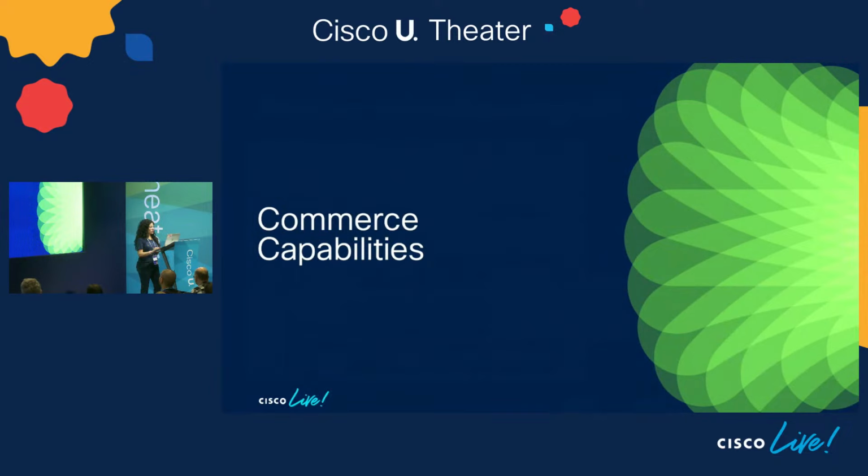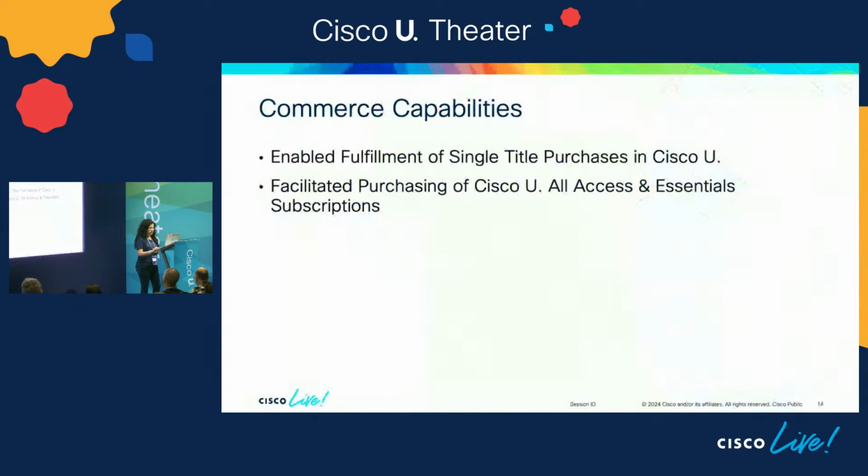All right, so I wanted to just briefly talk about commerce capabilities that we've added to Cisco U. So when we launched in May, we offered 2 digital libraries, the Essentials and the All Access. Essentials is great if you're new, it has great beginner, intermediate content, and All Access is our premium offer, which offers everything in Cisco U and some more advanced content.